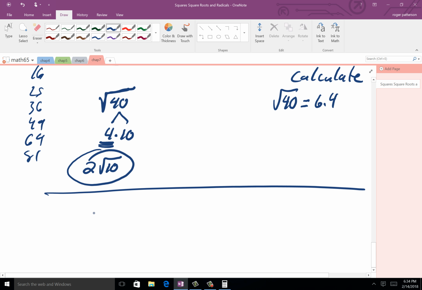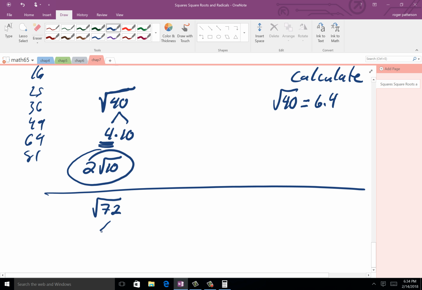So let's try another one. Let's try 72. Again, we're trying to find the largest number that goes in there. That's called the greatest common factor. If we don't, then we might miss it, where this number could actually be reduced again. So we're trying to find the largest, and I'll show you a situation where maybe we don't.